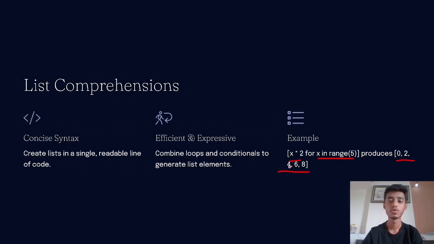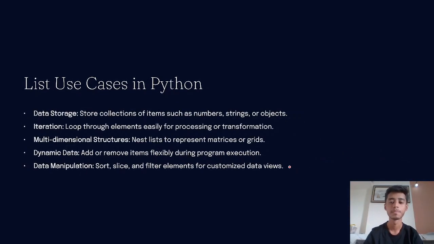Now let us see some use cases of list in Python. Lists are one of the most flexible and widely used data structures in Python. Their dynamic and versatile nature makes them essential for real-world programming tasks. Now let us explore 5 common use cases of list.